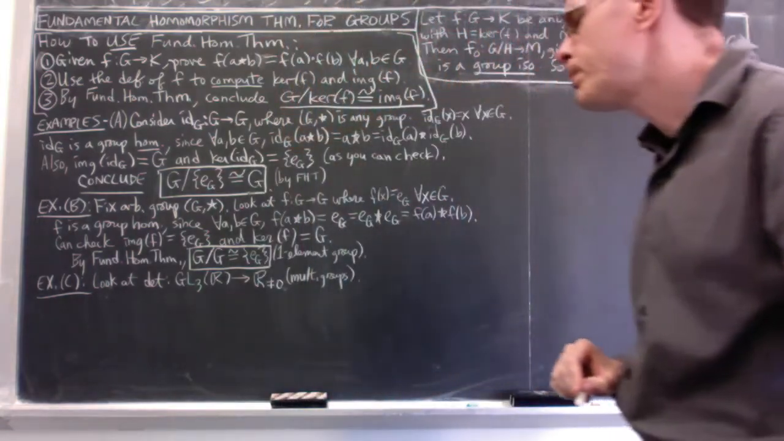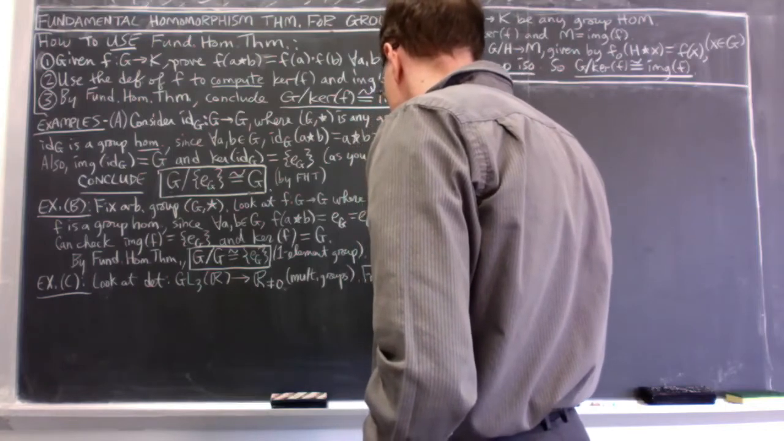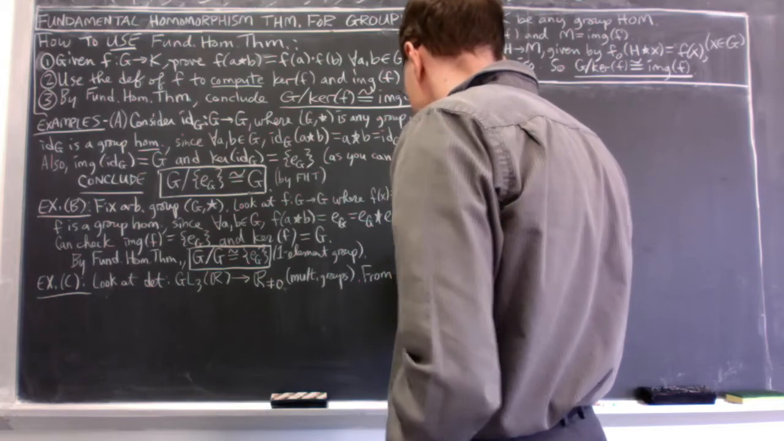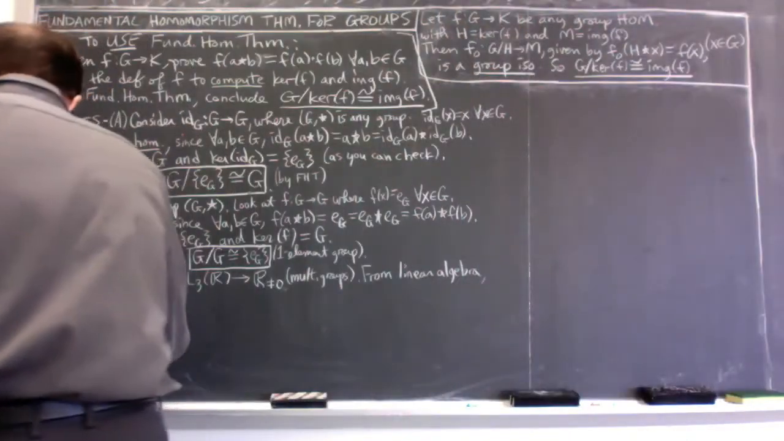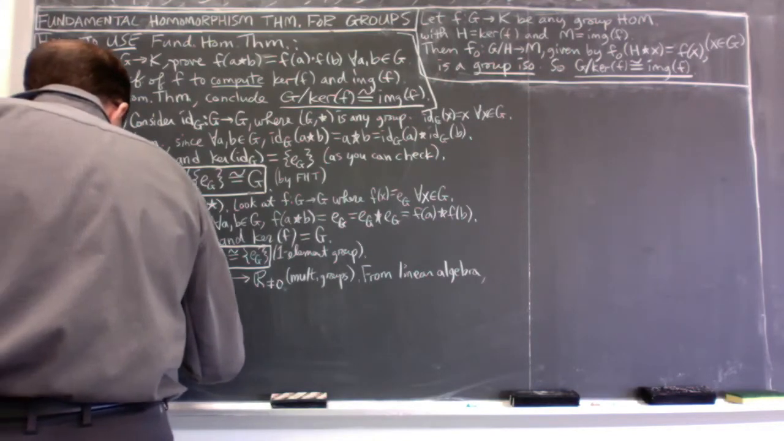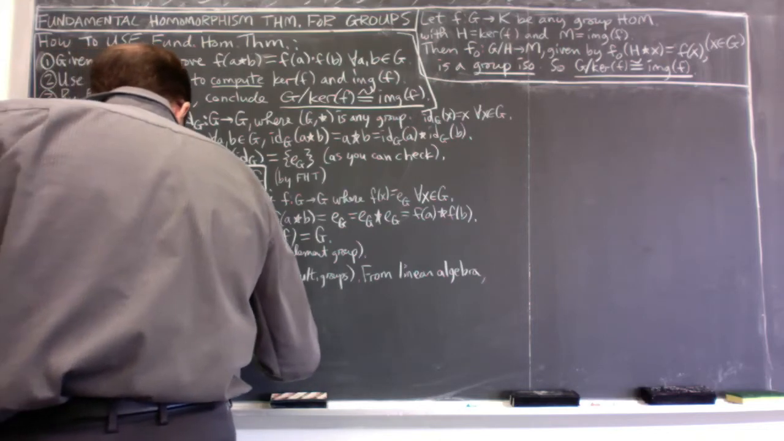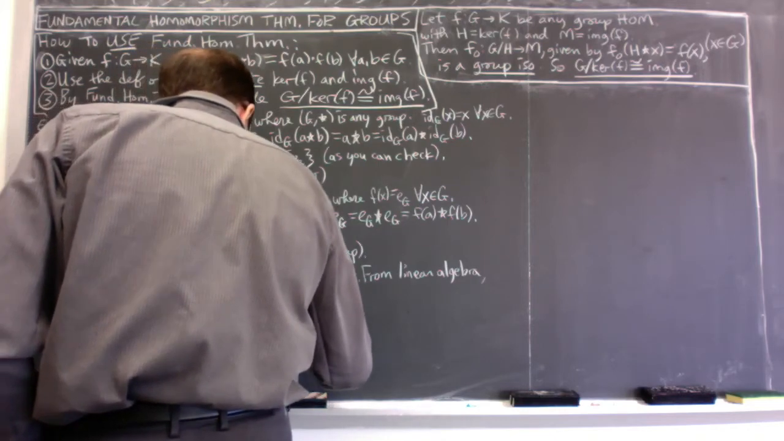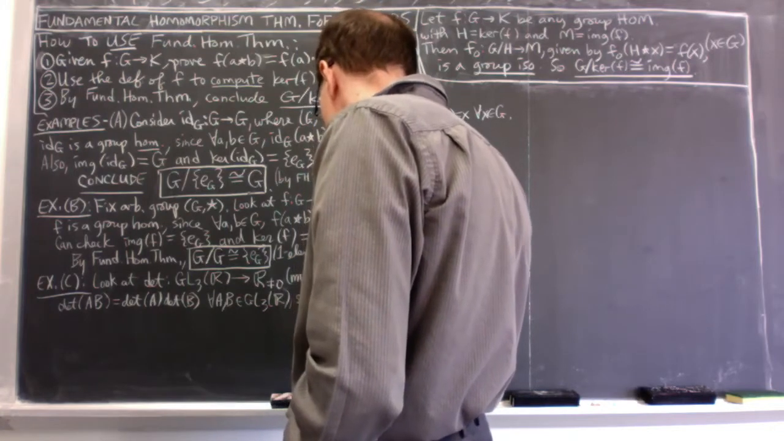And all right, well, from linear algebra, we could say this relatively hard fact, but we've been using it, which is that basically the determinant is a group homomorphism. The determinant of AB is the determinant of A times the determinant of B. And that's exactly what it means to be a group homomorphism.